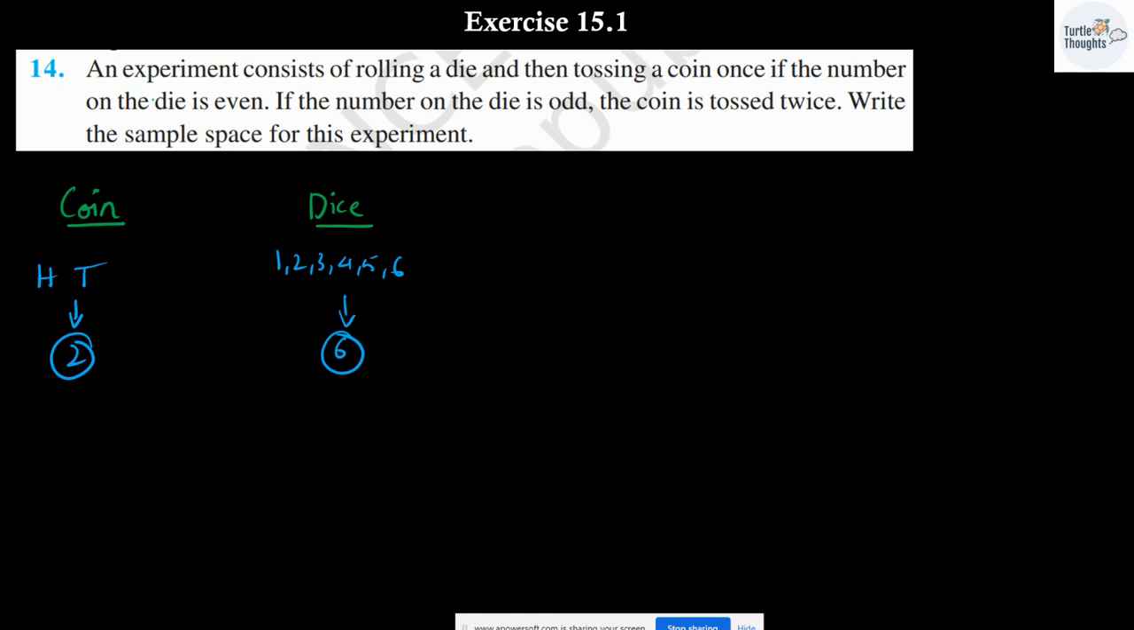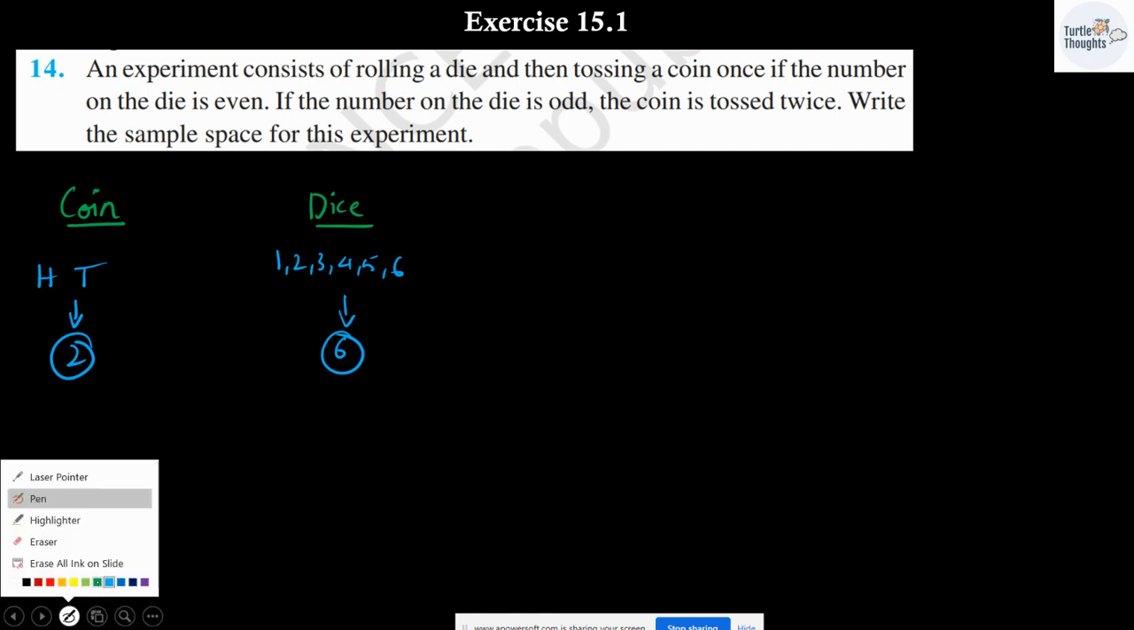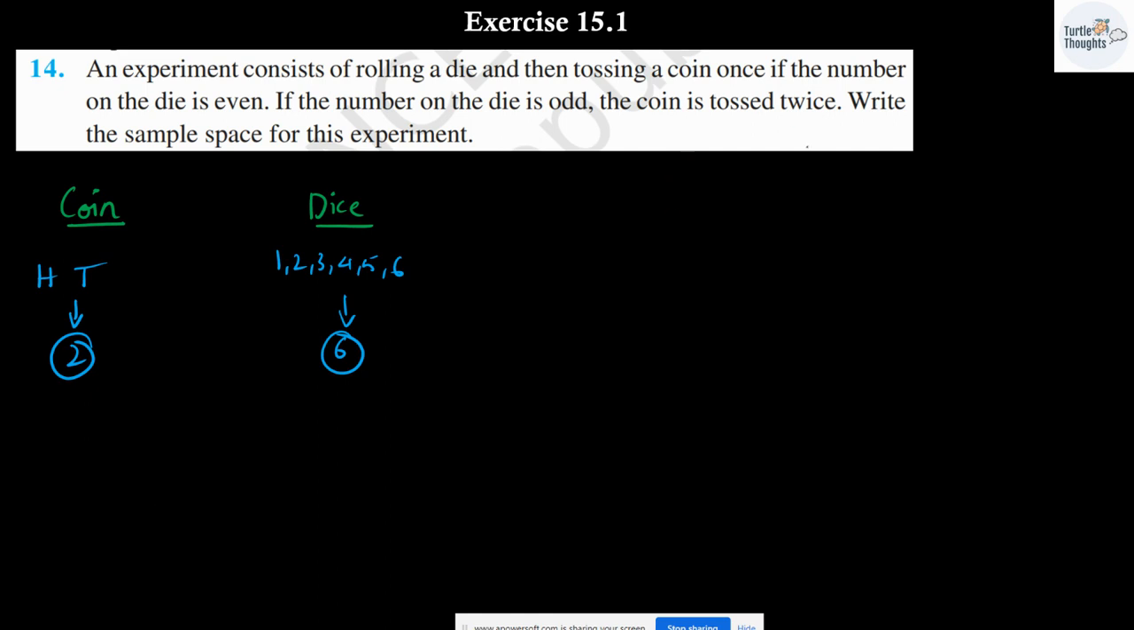Now, this experiment can be divided into two parts. Why? Because it says that an experiment consists of rolling a die, then tossing a coin once if the number on the die is even. If the number on the die is even, then the coin is tossed one time. If the number on the die is odd, then the coin is tossed two times. This is the condition, right? First, I will be writing case 1 and case 2.